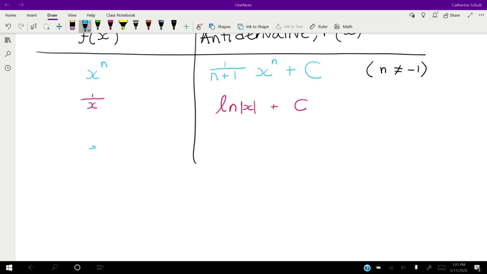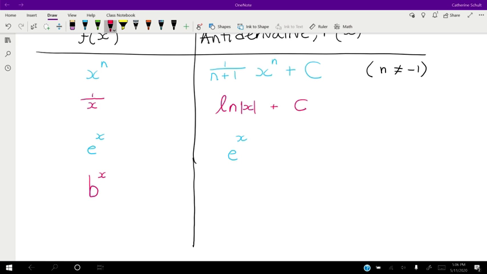Let's say our function was e to the x. What's the antiderivative? What function has the derivative e to the x? That's our favorite one, right? It's just e to the x. The derivative of e to the x is e to the x. Let's look at another exponential function, this time with base b. And so we have to think, what function has derivative b to the x?